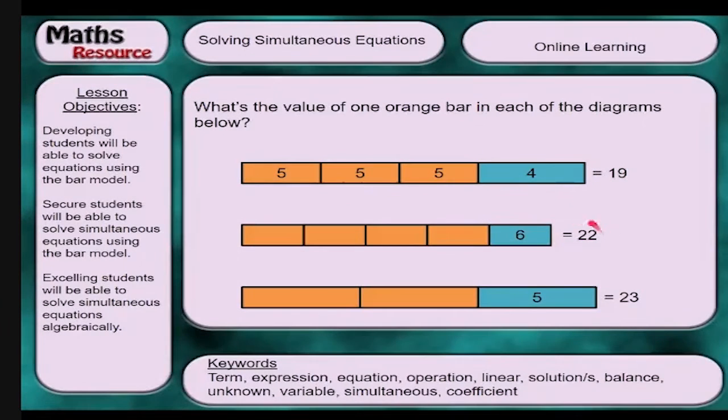You do 22, take away 6, then divide that answer by 4, meaning each one of these is worth 4. And again, add them all up together and we should get 22. For the final one, we have 23. We minus the 5. Well, this is 18. We then divide that by 2, which leaves us with 9. 2 nines are 18. So 9 plus 9 is 18, plus 5 is 23.